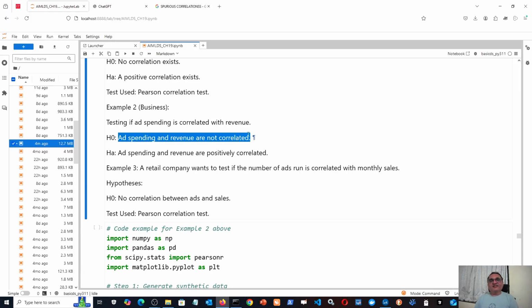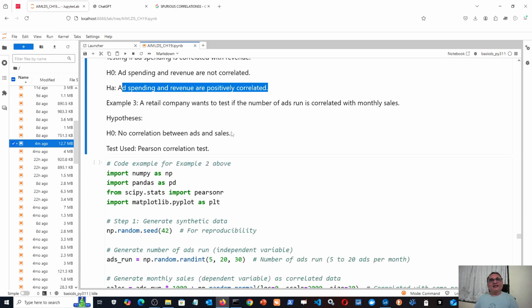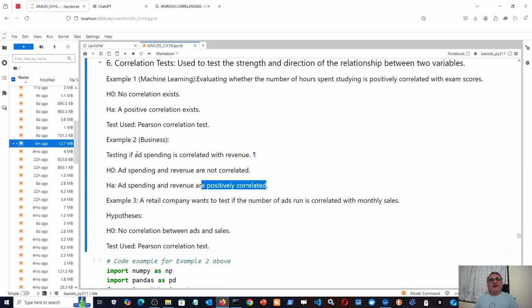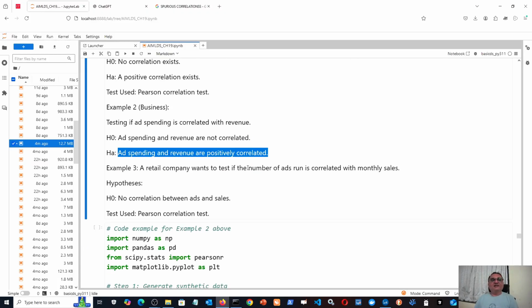Again, the null hypothesis will say that the revenue and the ad spending are not at all correlated. There is no correlation. But the alternative hypothesis will say that they are positively correlated. When I say positively correlated, that means that as you spend more money on advertising, revenue increases. That is what the alternative hypothesis will tell, right?